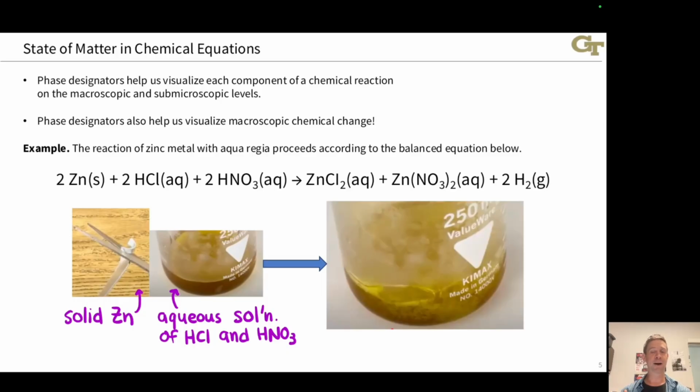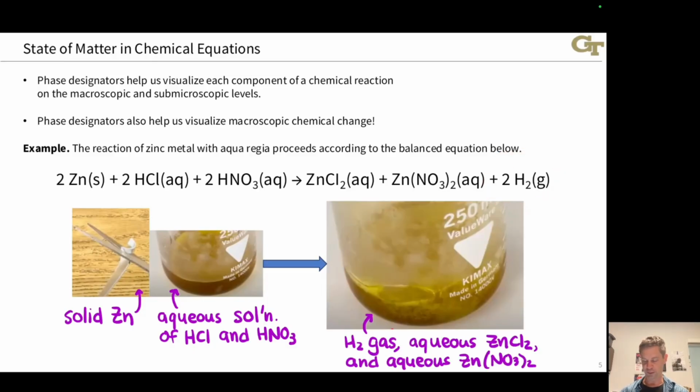And then when we combine things, check out the product side, we have aqueous ZnCl2, that's just going to look like a liquid. Aqueous ZnNO3, that's also just going to look like a liquid. But then we have 2H2, and you can see actually in this image that we're getting bubbles of hydrogen gas that are forming in the liquid and bubbling out of the solution. What the example on this slide shows us is that we can use phase designators in chemical equations not just to get an idea of the submicroscopic level, but also the macroscopic level. And this helps with pattern recognition and solidifying different reaction types in your mind, right?